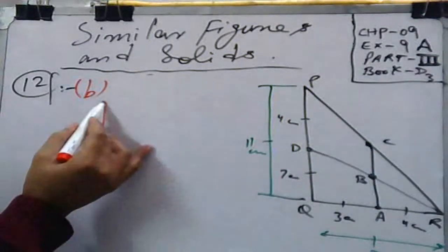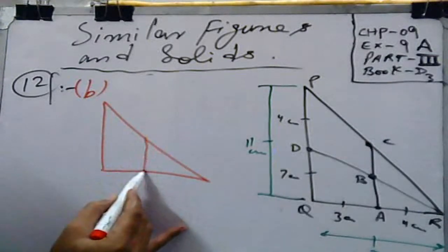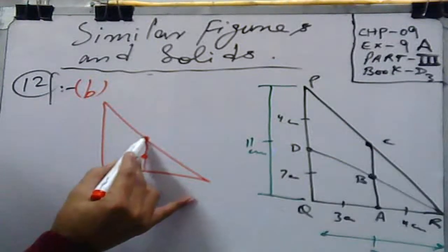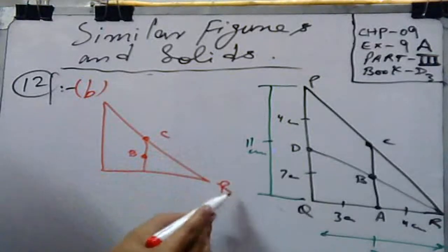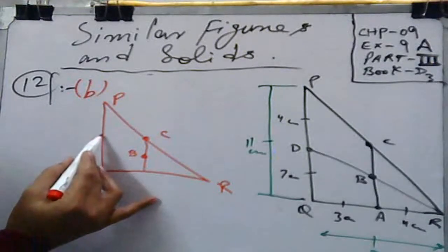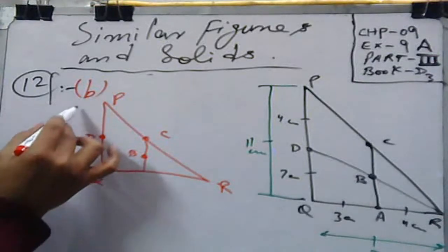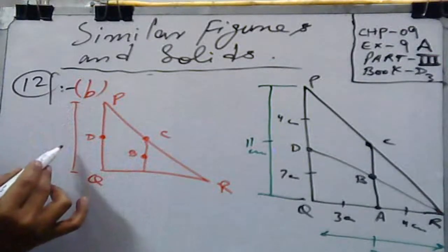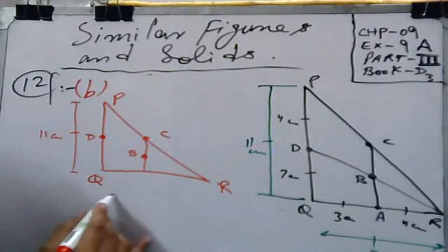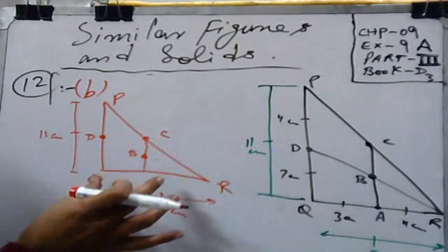If we cut the piece like this, if I cut the triangle, that one is your B, and that point is your C, that one is your R, Q, P, and once again that is your D, which is represented by this. So this length is equal to 11 centimeter, and this one is your 7 centimeter. This is your 7 centimeter.